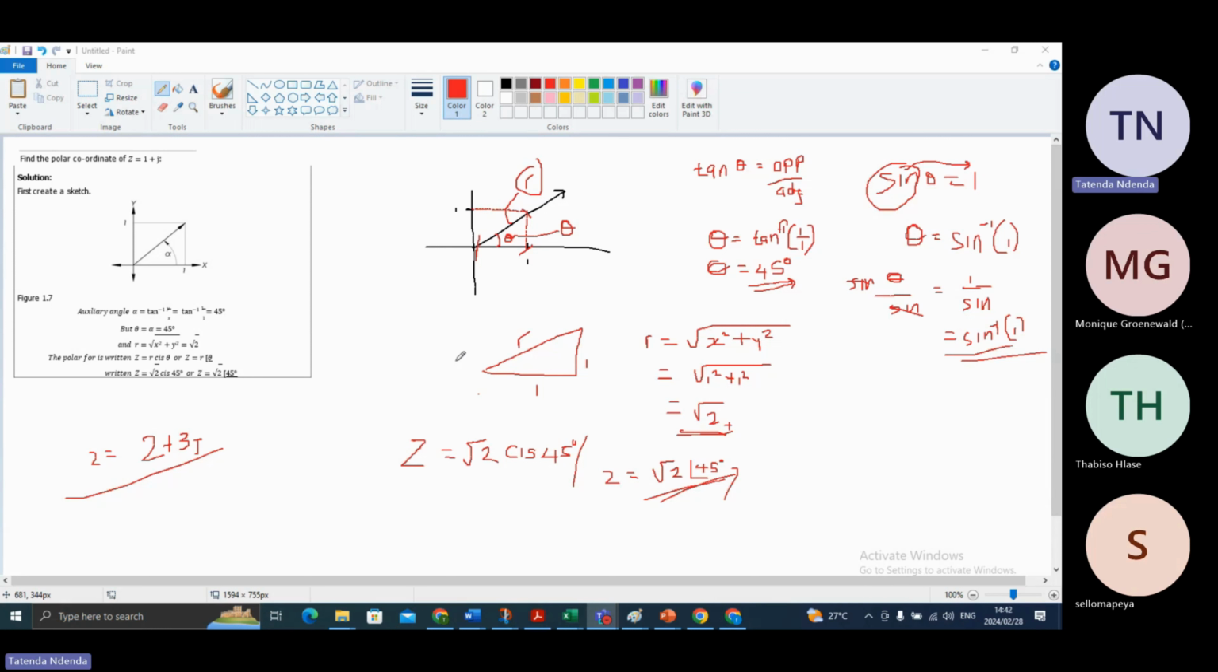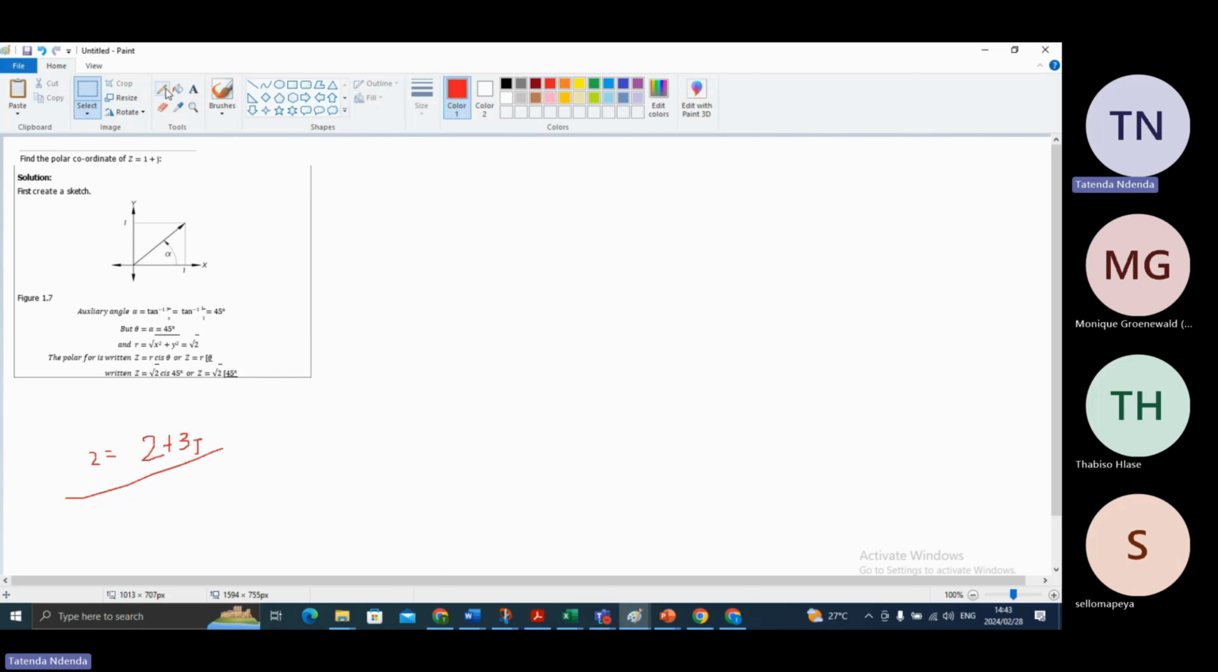Okay guys, let's do this together, because I know it's going to take us more time. So we have Z equivalent to 2 plus 3J. The first thing we said is to draw a small diagram. It doesn't matter about the value. So 2 is positive and 3 is positive, so the diagram is going to go like this.